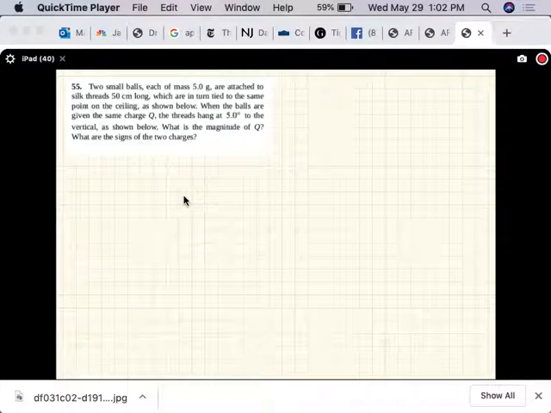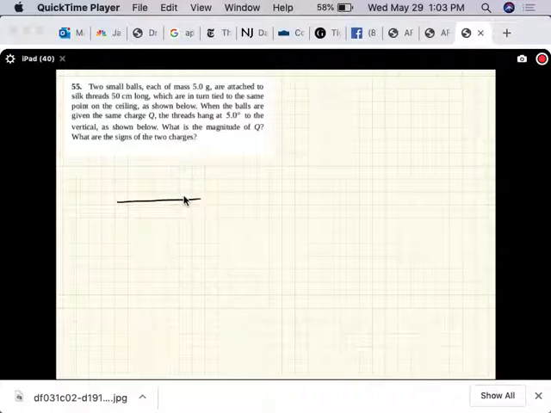Right, so let's look at this problem. Two small balls, each of mass 5 grams, are attached to silk threads 50 centimeters long, which are in turn tied to the same point on the ceiling as shown below. When the balls are given the same charge, the threads hang at 5 degrees to the vertical, as shown below. Okay, we don't have the diagram. What is the magnitude of Q? What are the signs of the two charges?